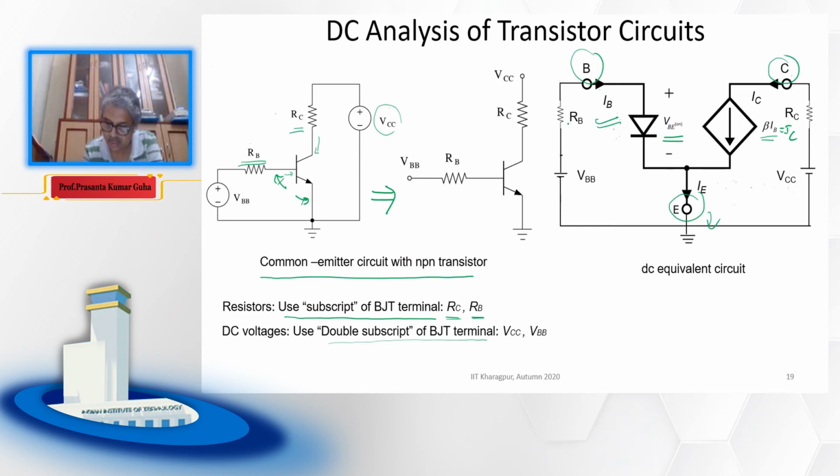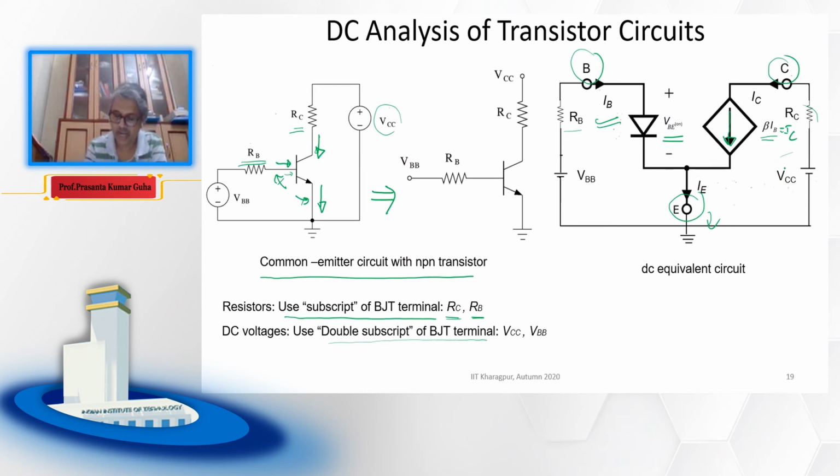So this base terminal, through this resistor RB, is connected to this VBB supply voltage, and this constant current source, you see the direction of the current. Obviously current is entering from the collector side, current is entering from the base side, and current is going out from the emitter side. So you see the direction of the currents, and there is the RC resistance and the VCC voltage source.